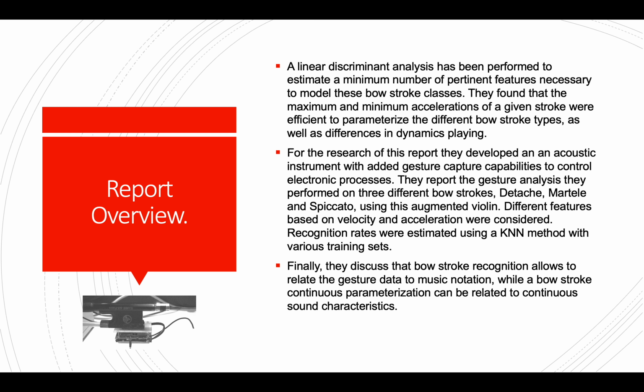Moving on. Different features based on the velocity and acceleration were considered. Recognition rates were estimated using the KNN method and various training sets. The KNN method works by finding the distances between a query and all the examples in the data, selecting the specified number of examples closest to the query, then voting for the most frequent label or the average of the labels.